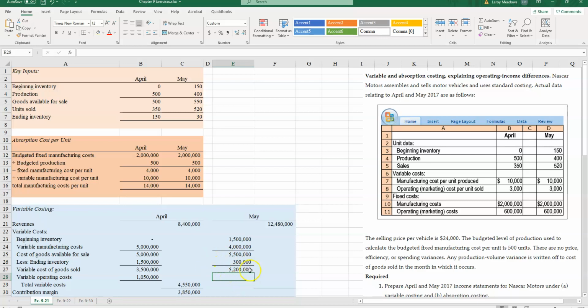So now I've computed the variable cost of goods sold component. Let me figure out my variable operating costs so that I can add the two together and figure out my total variable costs. Now my operating cost per unit is what? $3,000. And we got that right here. $3,000 times the number of units sold, because I actually incurred those for only the units sold, which is 520. So I'll take 520 times $3,000, and my variable operating costs are $1,560,000.